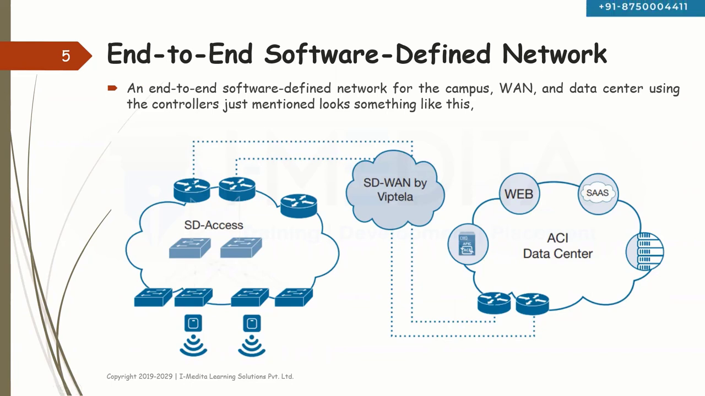Software-defined networking has been there in the data center environment for a very long time, right? So the data center network is built around the concepts of ACI, application-centric infrastructure. A typical data center is built around the application that it is responsible to give services for. And to manage this ACI infrastructure, we have a controller called APIC, Application Policy Infrastructure Controller.